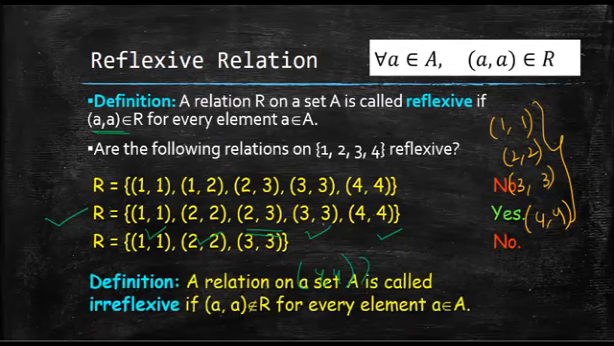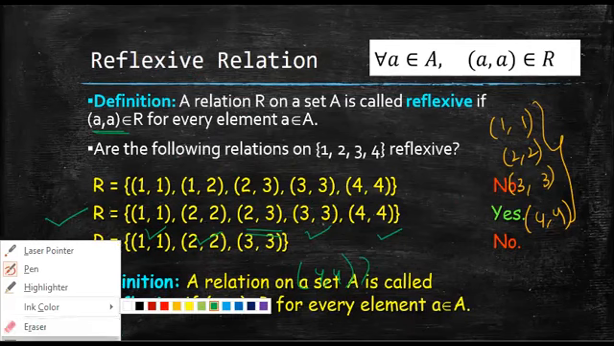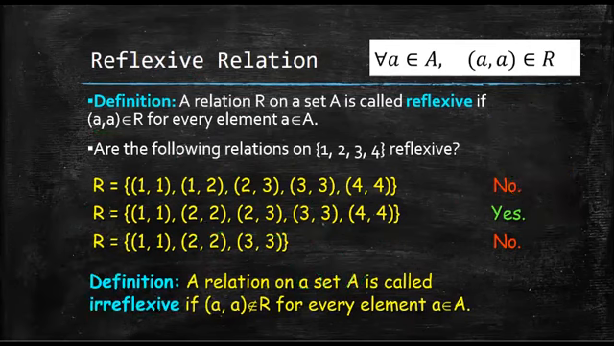Now we will see the definition of irreflexive. A relation on a set A is called irreflexive if A comma A does not belong to R for every element in A. So it is irreflexive if A comma A should not belong to R. So over here, in all the cases, we have A comma A belongs to R: 1, 1, 2, 2, 3, 3. We don't have 4, 4 belongs to R. So this can be considered as irreflexive. This is not a reflexive. So basically it is the opposite of a reflexive relation. Whichever relation is reflexive, it cannot be irreflexive.